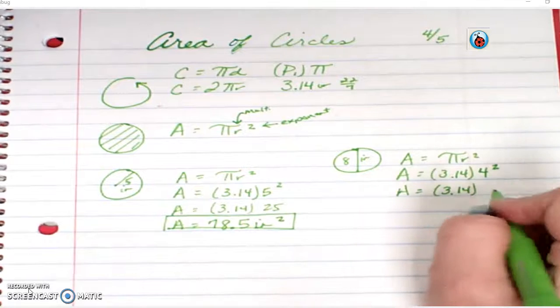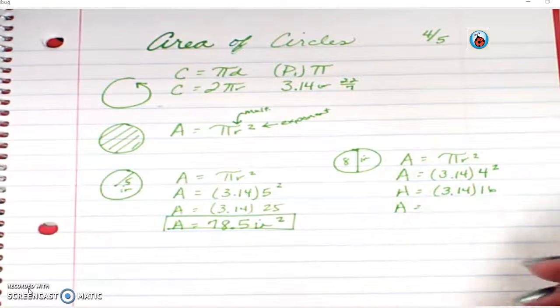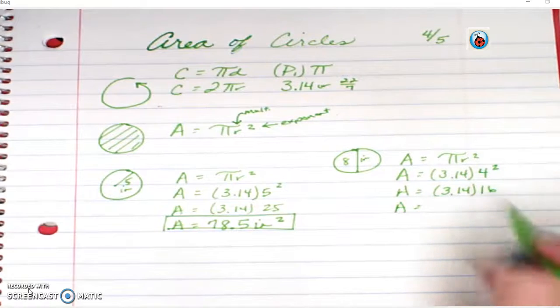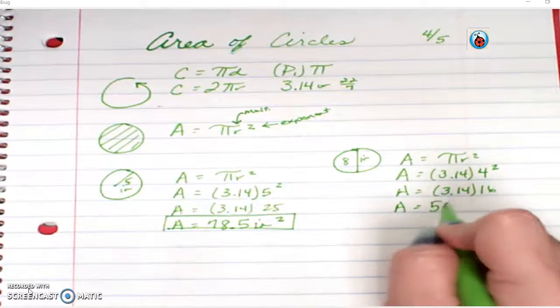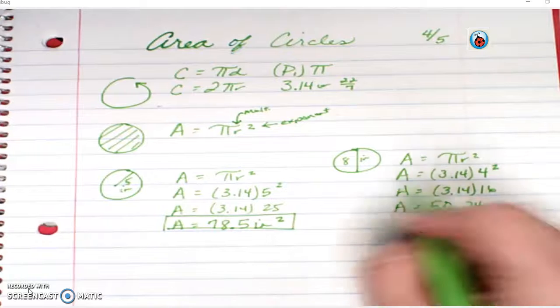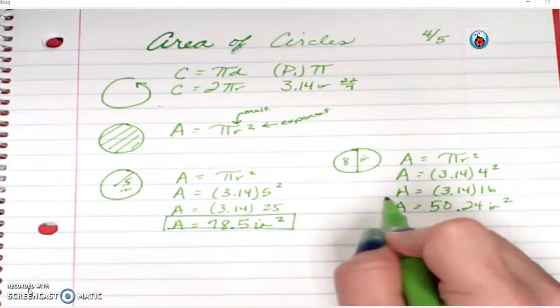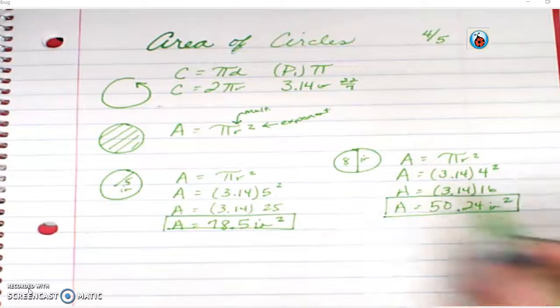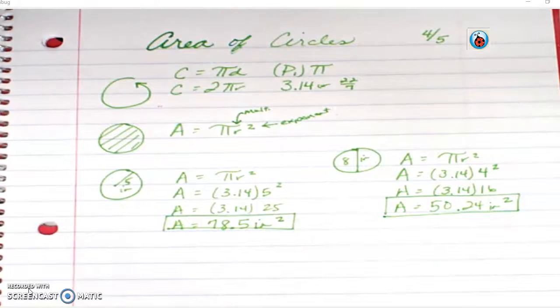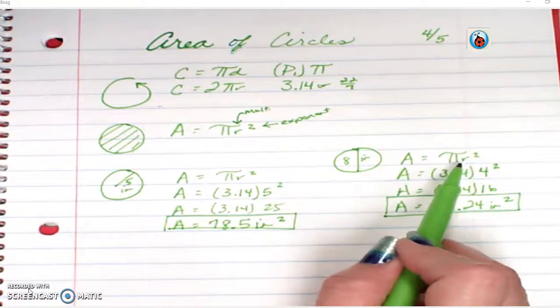So 3.14 times 16. Well, I know 16 times 3 is 48, so my answer should be close to that. In fact, it's going to be 50.24 inches, and since it's area, it's still squared. So, again, the most common mistake is when given a diameter, you cannot plug the 8 in for your radius. You're going to have to take half of that.